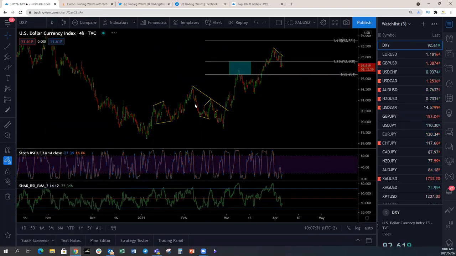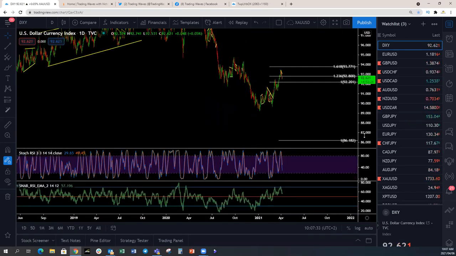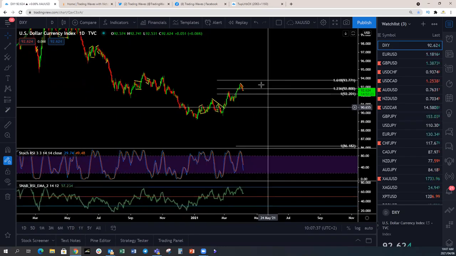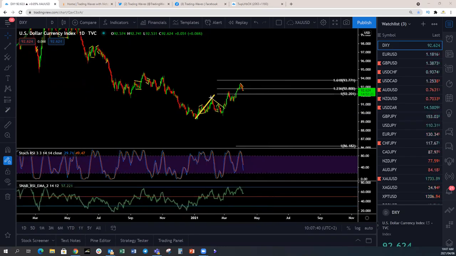We've got the sequence and the structure. Now we're looking at the indicators. Now the daily still hasn't confirmed. We're still looking at this to be 3 up, 3 back, and 3 up. So I'm expecting that here. We're still within the blue box.